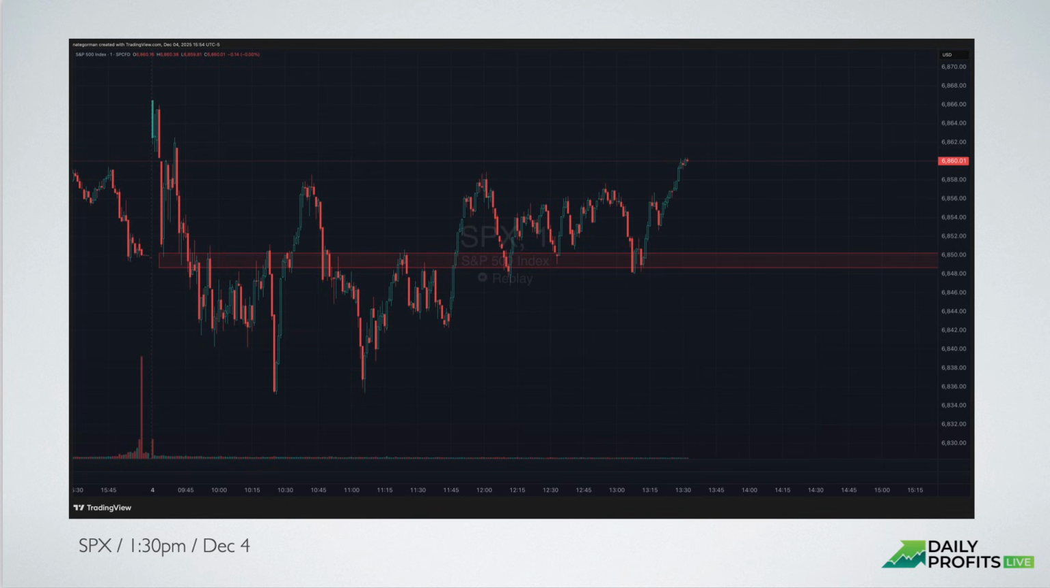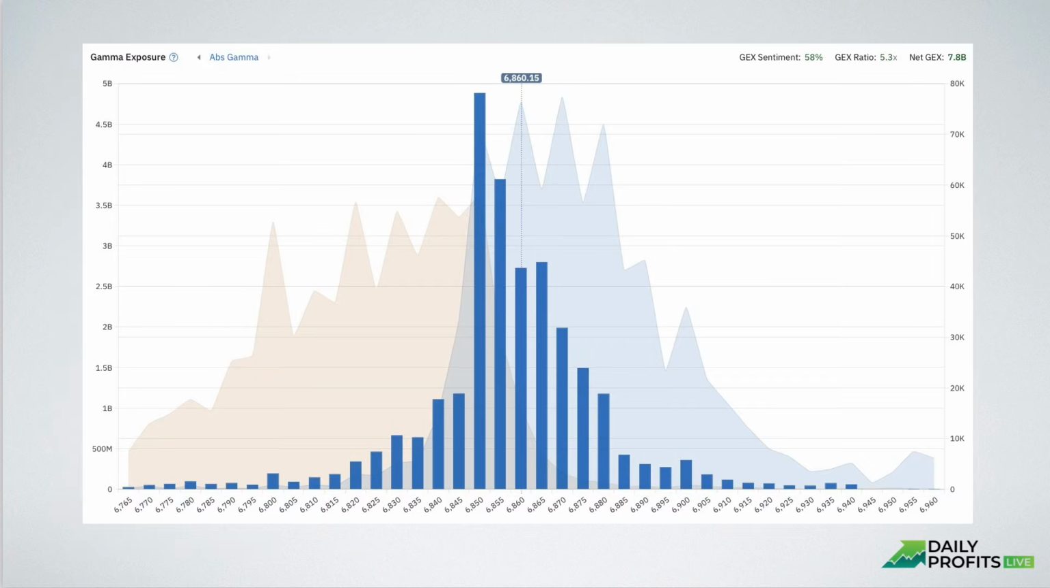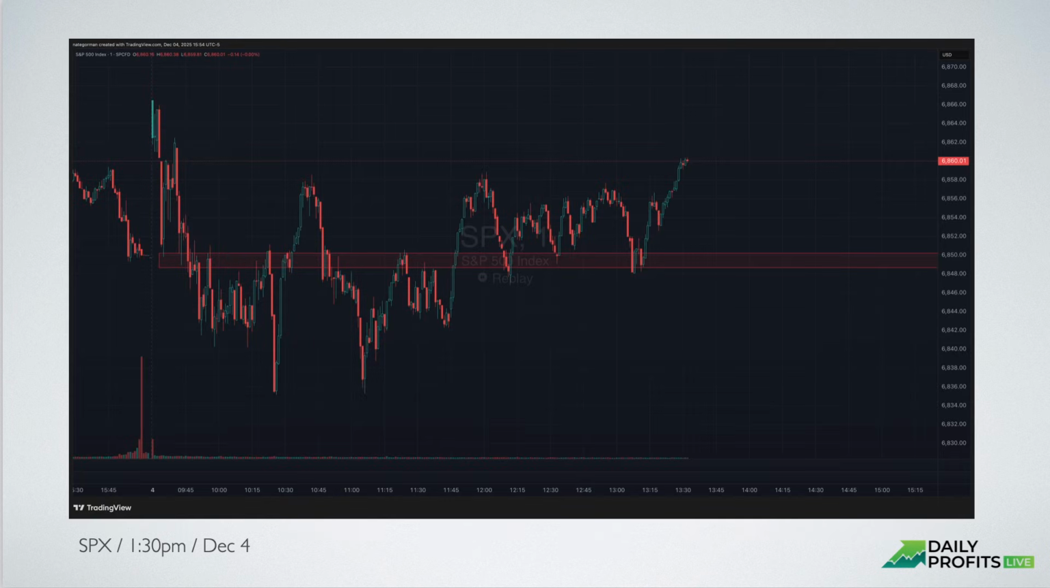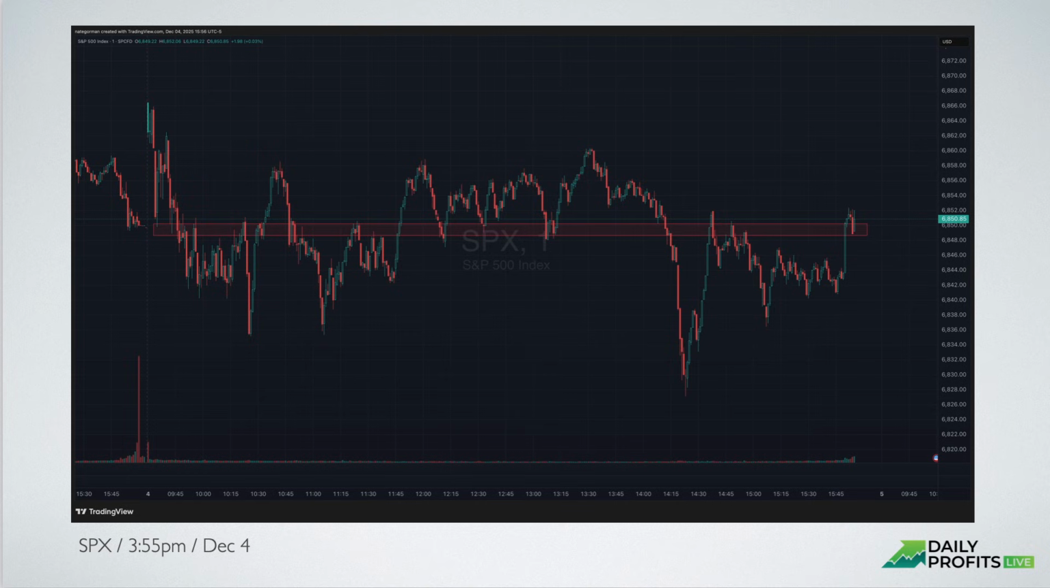So 1:30 market time, and if you draw that 65, what did I say that was? It's the 6850 level in here. That's going to act as a magnet in a positive gamma environment. And so a trade back into that level makes sense. So you see that level, we were here, and now we've come back down through there.